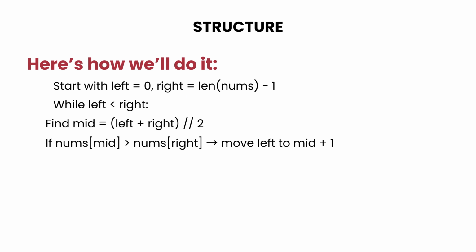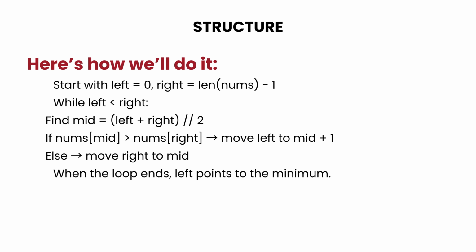Here's the structure of our approach. Initialize 2 pointers, left at 0, right at the last index, while left is less than right. Find mid as the average of left and right. If nums[mid] is greater than nums[right], the min is to the right of mid, so move left to mid plus 1. Else, the min is at mid or to the left, so move right to mid. When the loop ends, left points to the minimum.